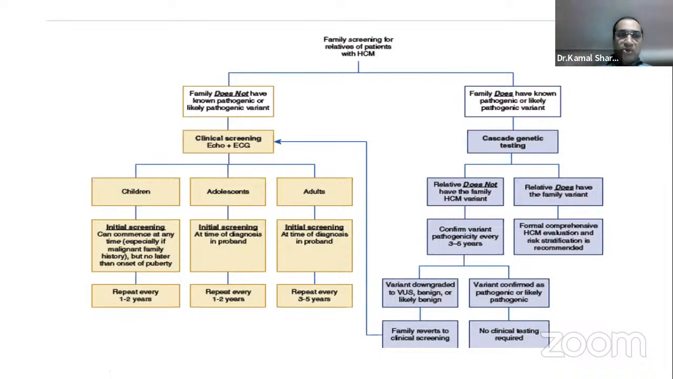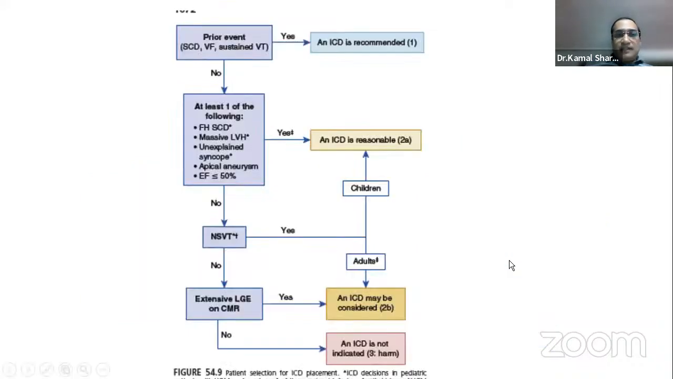But in a family that's known to have genetic problems of sudden death or suspected HOCM, you must do a cascade genetic testing. For a relative that does not have the family variant, confirm the variant pathogenicity every 3 to 5 years. You can downgrade the variant to benign or likely benign and then revert to the same protocol as we did for somebody who does not have a family history. But if the relative has a family variant, you'll have to comprehensively evaluate them as HCM patients.